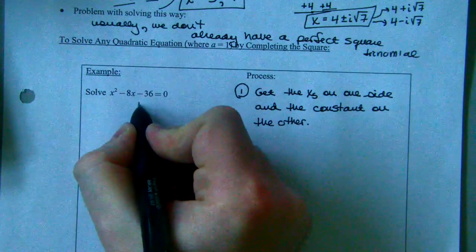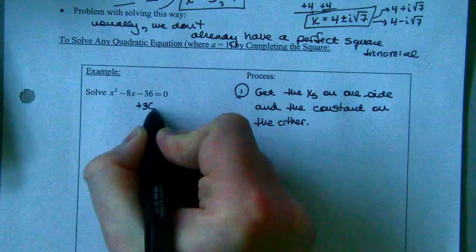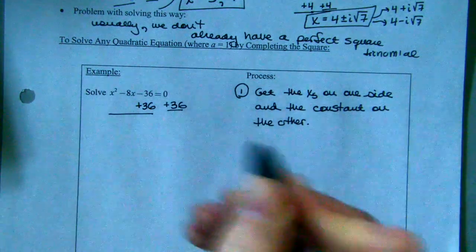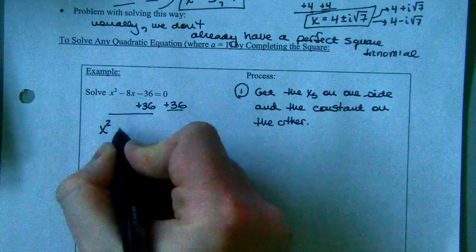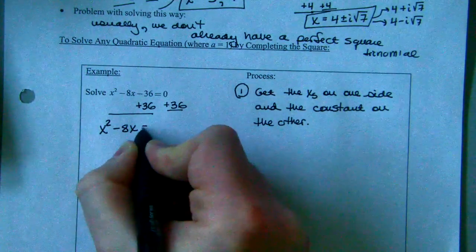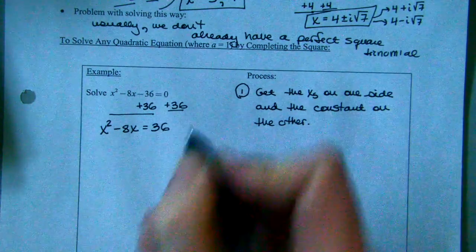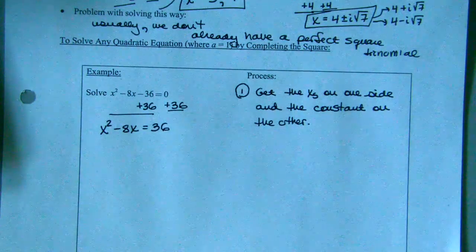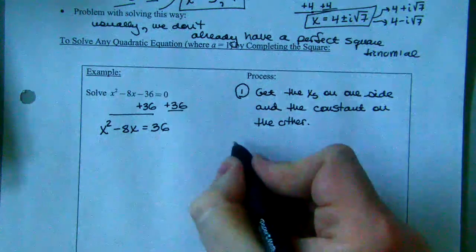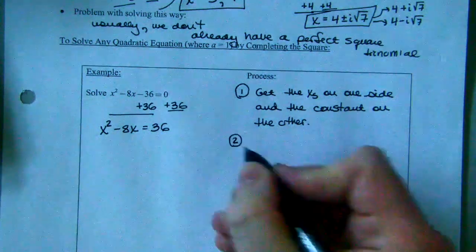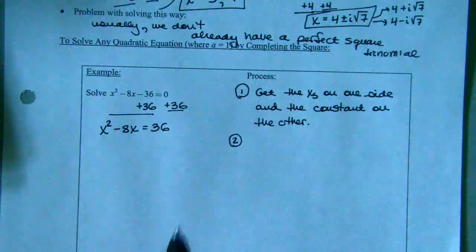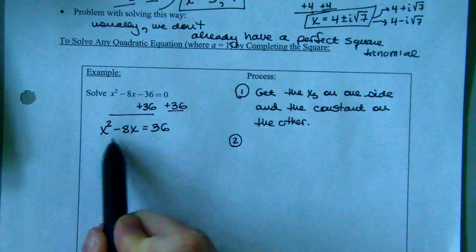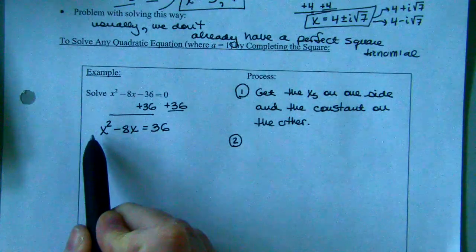To make that happen, I'm going to add 36 on the left and add 36 on the right. I'm going to get x squared minus 8x equals 36. I now need to actually do the step where the name comes from. I need to complete the square.